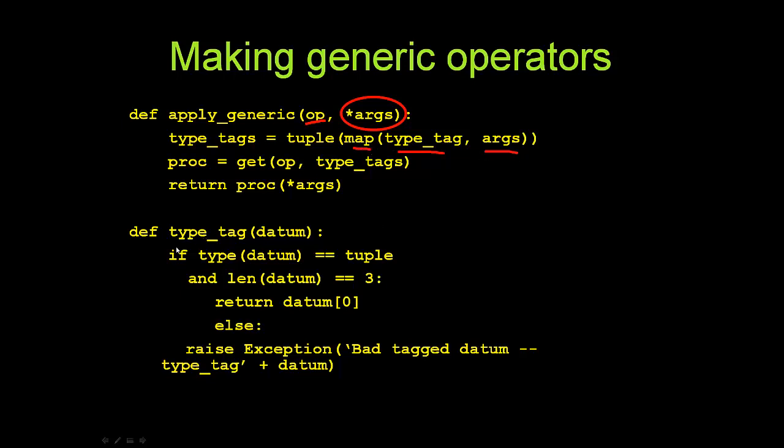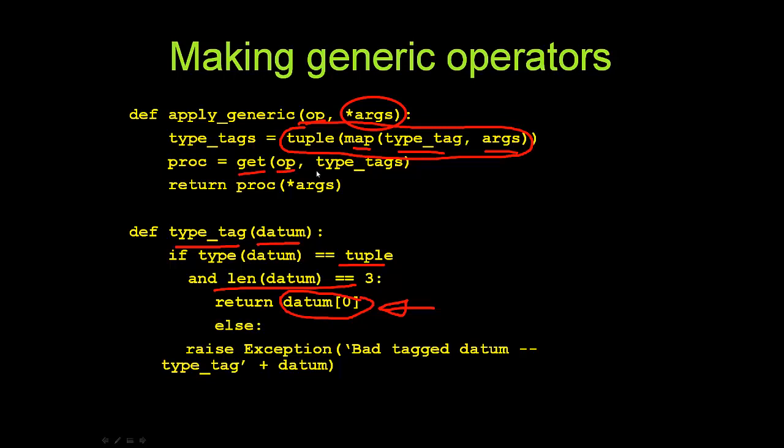Now what does this do? This type tag, when applied to each element in the arguments, checks whether it's a tuple, which means it's a valid data object. It checks whether the length is 3, and if so, it returns you datum 0. This, remember, is actually the data tag. So this returns you a tuple of the tags for the various argument types. And what you do is go to the function table with all the functions and get the function for the op that will be applied to these types of data. Then this gives you the function, and you apply the function onto the arguments.